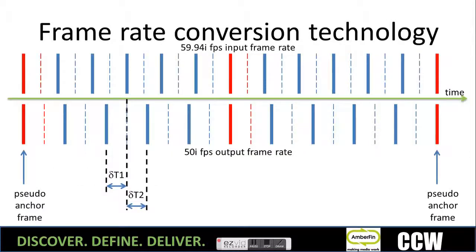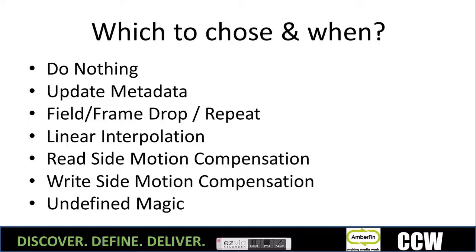Well, let's look at the 50i case. 59.94 interlaced frames per second and 50 interlaced frames per second. Those frames don't line up in time. So the red ones you might just be able to pass the rates straight through, but all the blue ones you've got to do something clever.